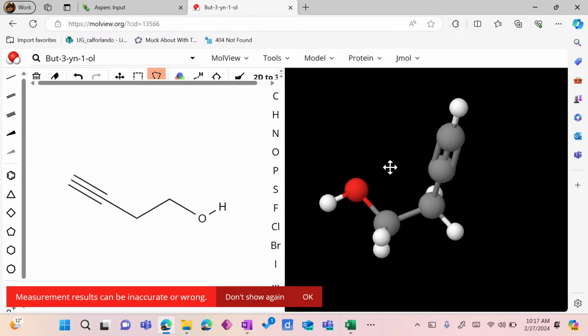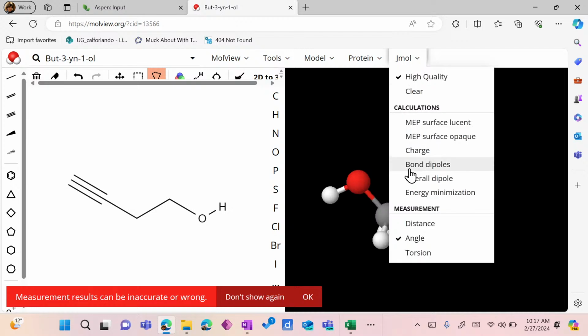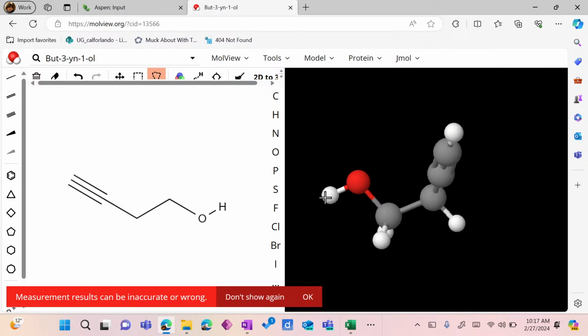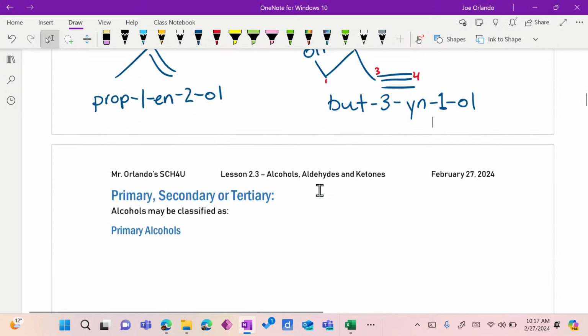I guess that's what my dog looks like when he's peeing.